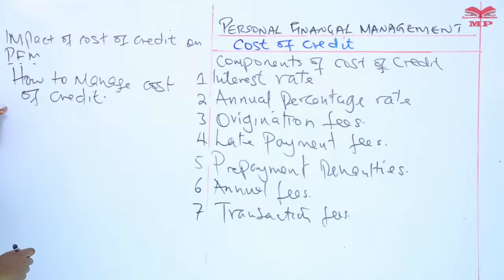What is most important when studying the impact of the cost of credit is obvious. This cost can cause financial stress. This cost, if not well managed, can lead to debt accumulation and also overspending.